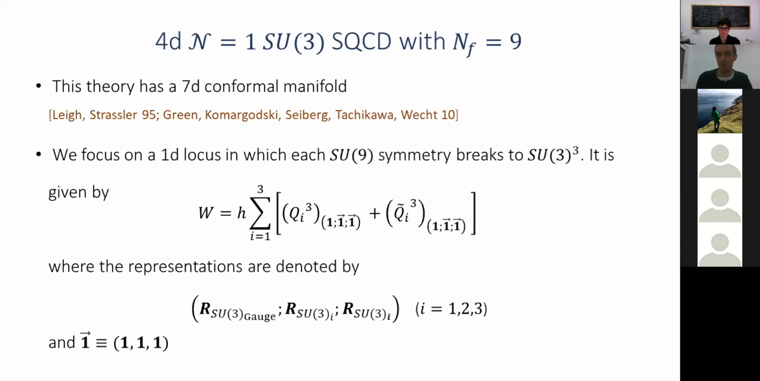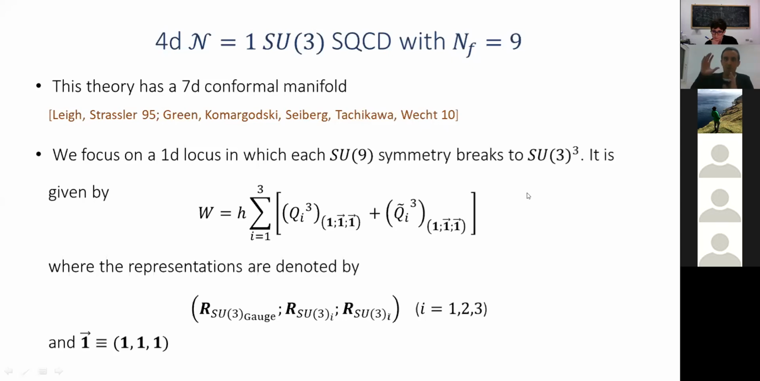Now let's turn to an N=1 example in 4D. Let's consider SQCD with SU(3) gauge group and 9 flavors. This theory has a 7-dimensional conformal manifold, and we'll consider a 1-dimensional locus, which is parameterized by this superpotential.